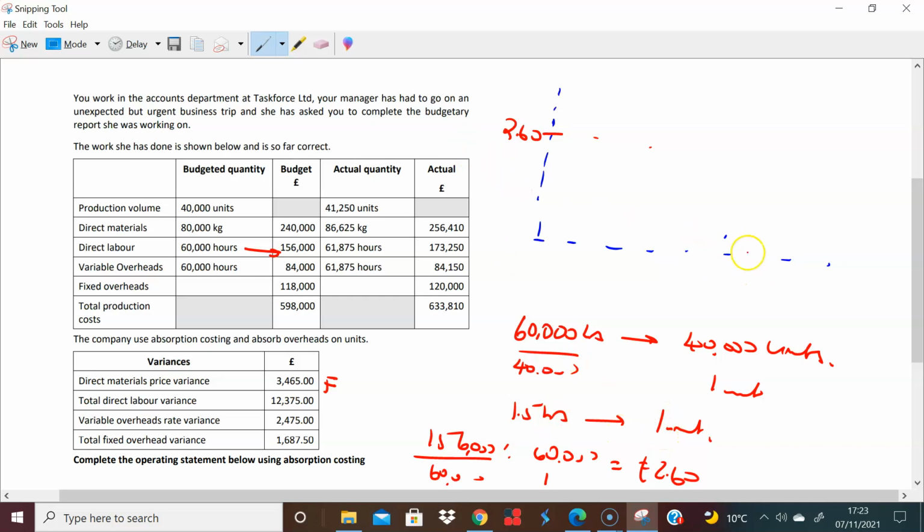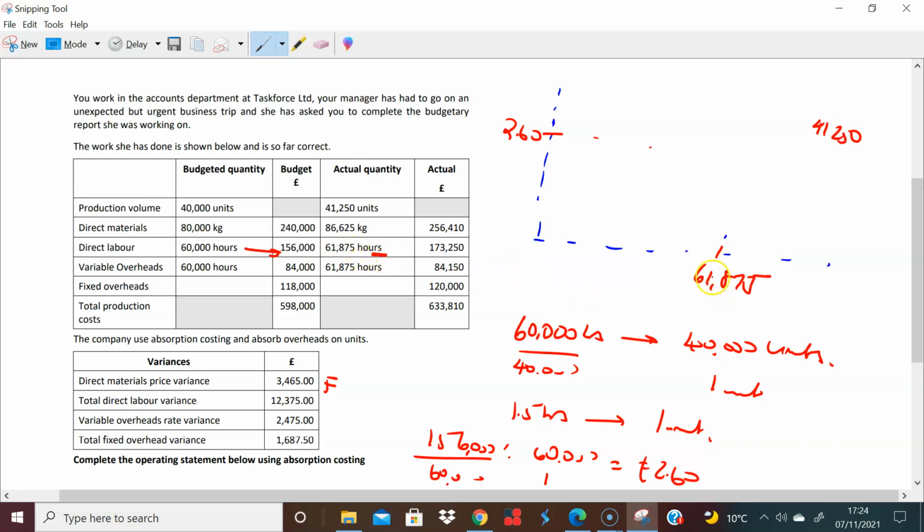So you make 41,250 units. So 1.5 times 41,250 is 61,875. That's what we expect you to use. We expect you to use 61,875. But look at that. That's the exact actual number of hours that you actually use.